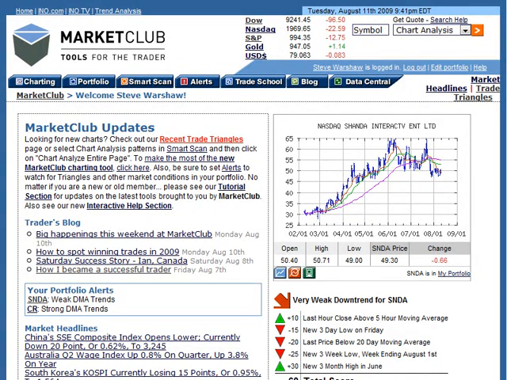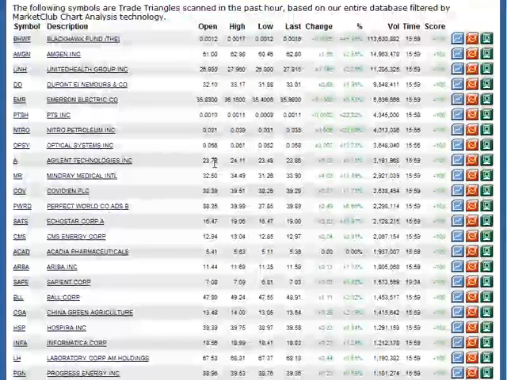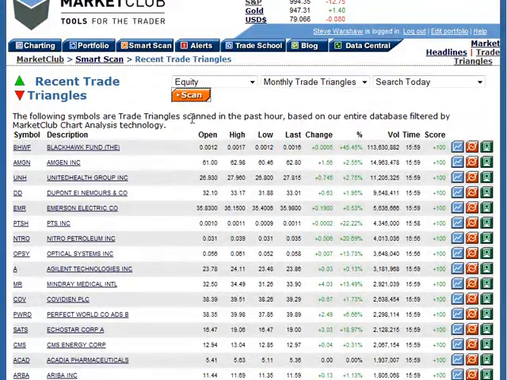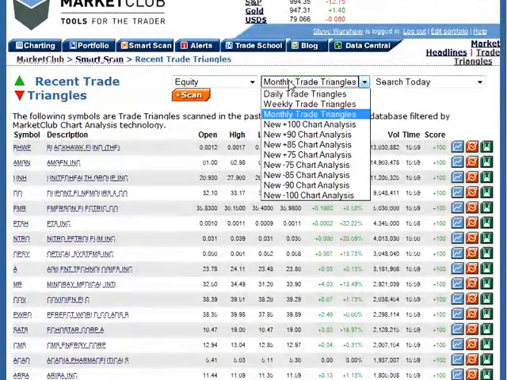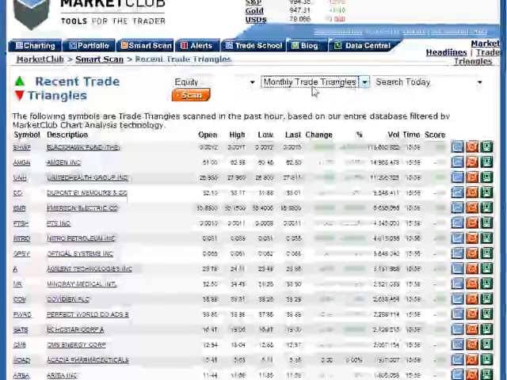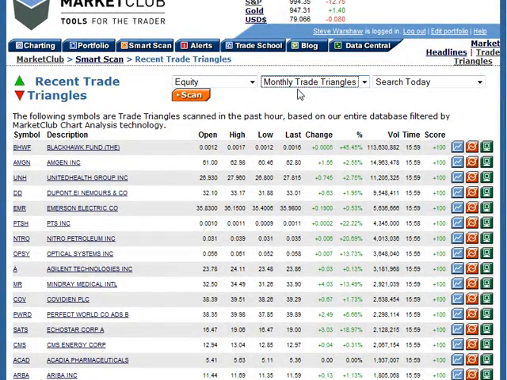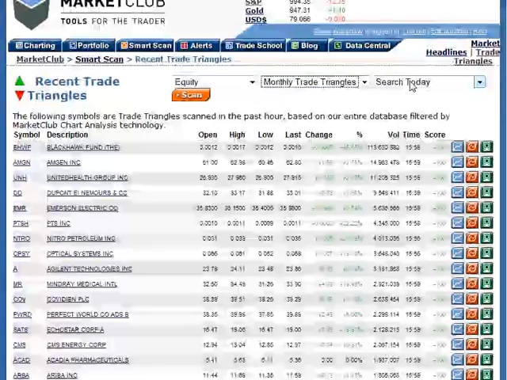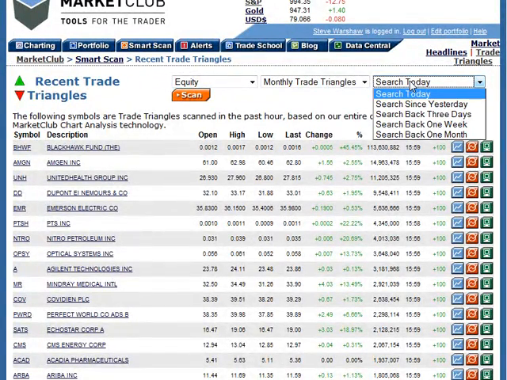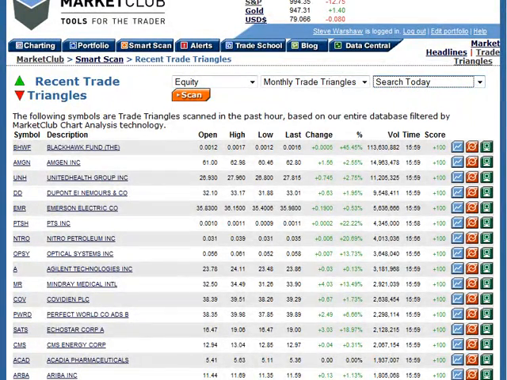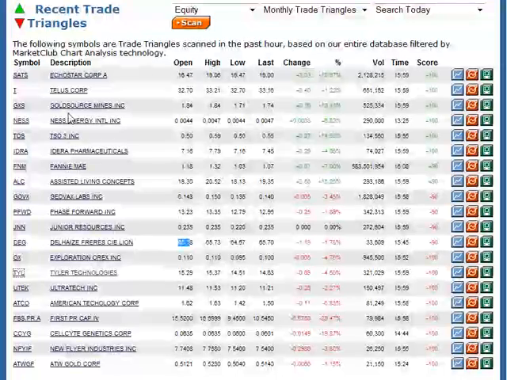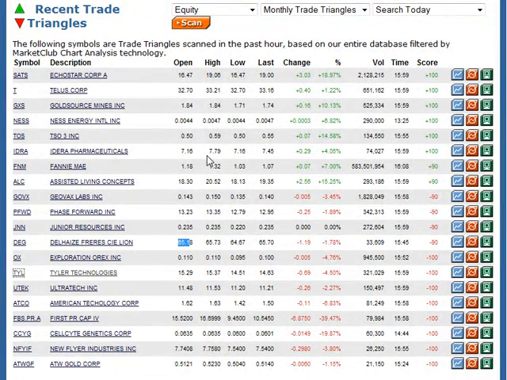Trade Triangle search technology. What I'm going to do is click on the recent trade triangles, and in here is a list of the trade triangles. I want to search for new trade triangles as of today. I'm going to select monthly trade triangles because I like to use the monthly chart to determine the trend of a stock. Then I'm going to search only for today and hit scan. And here are today's monthly trade triangles.